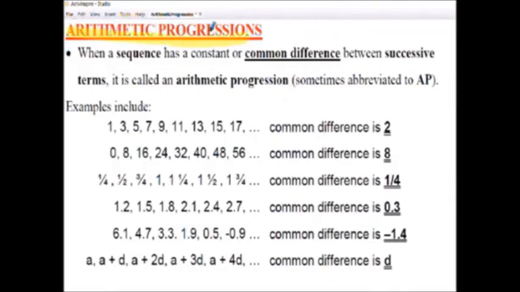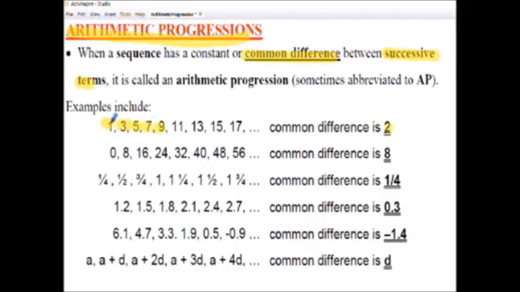Arithmetic progressions have a common difference between successive terms. For example, 1, 3, 5, 7, 9, etc. is an AP series because it has a common difference of 2 between each of the terms. So 1 add 2 gives me 3, 3 add 2 gives me 5, 5 add 2 gives me 7, and so on.